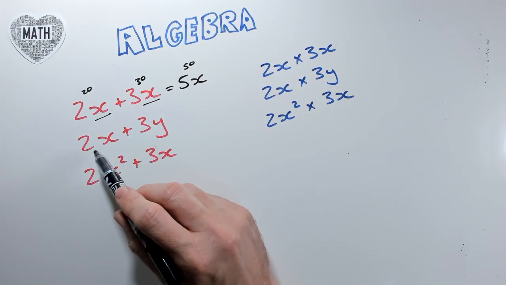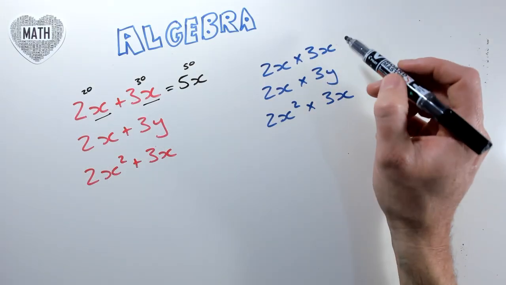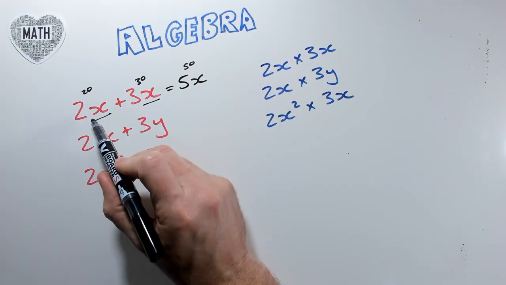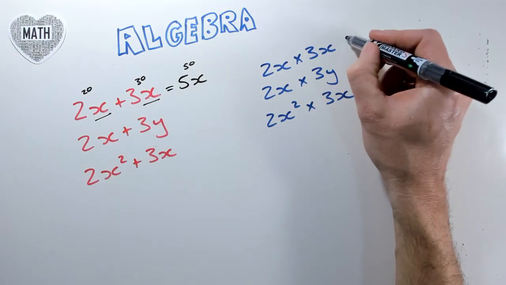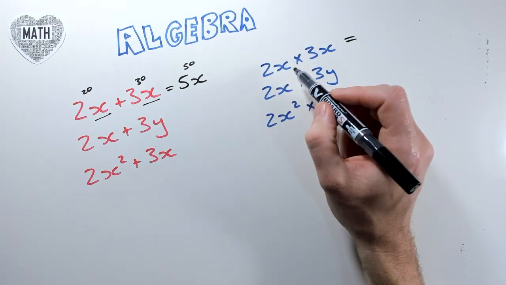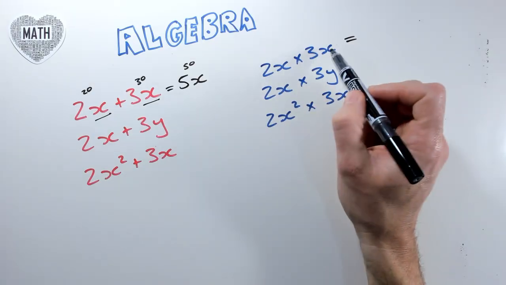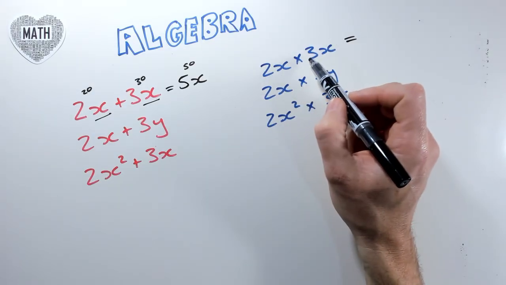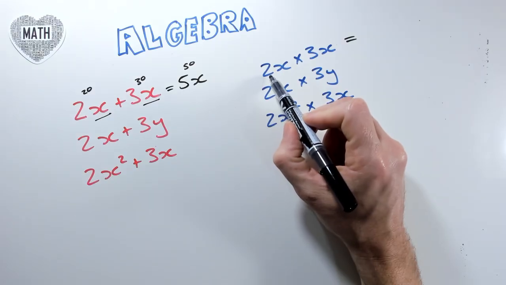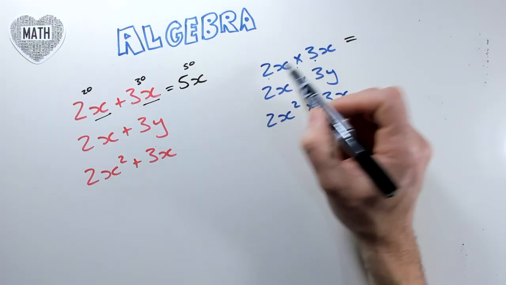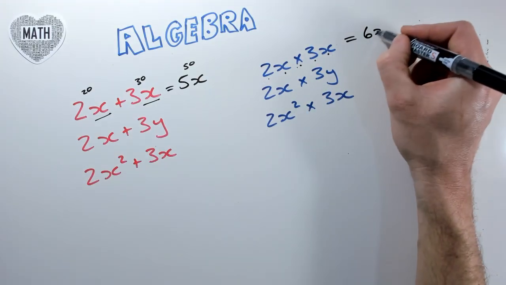Let's go on to the multiplication first. So we saw that I can add the 2x and the 3x and get 5x. With multiplication, I can multiply things, and I don't have to stop and think about it. I basically just look at the numbers and multiply the numbers on their own. So 2 times 3 would be 6, and then x times x is x squared.